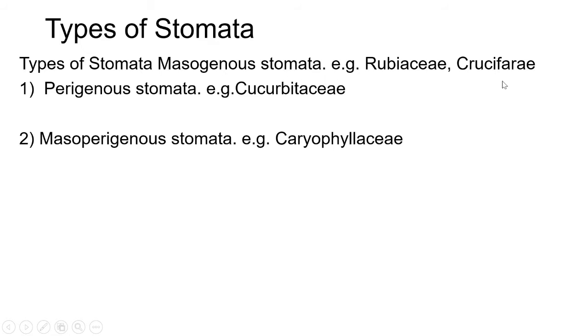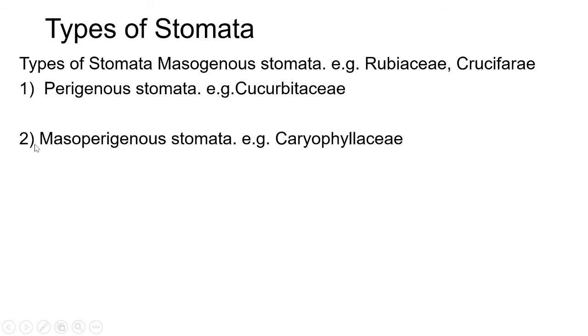For example, Rubiaceae, Cruciferae. The second type of the stomata is perigenous stomata. In this type of stomata, the guard cells and subsidiary cells are independent in origin. For example, members of Cucurbitaceae.